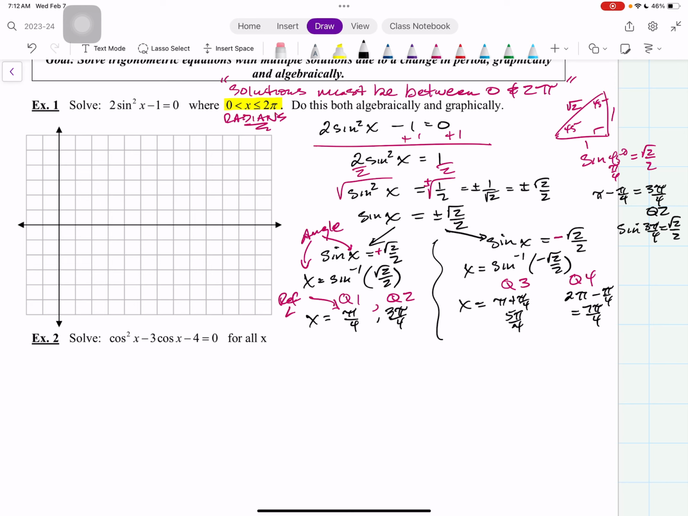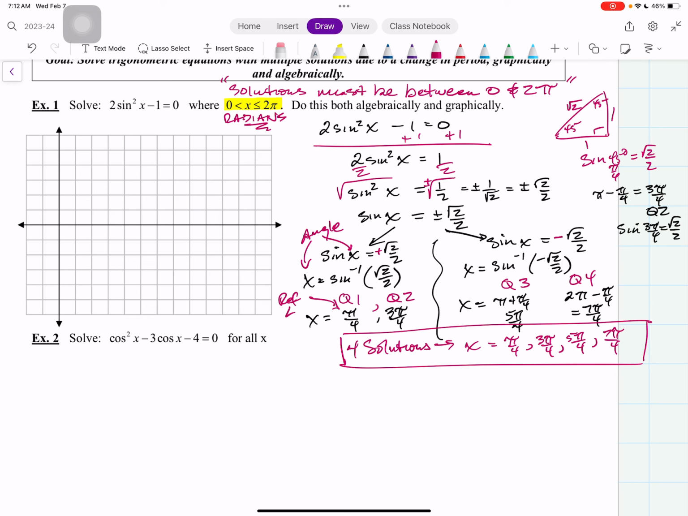So we actually have 4 solutions. All right, what are they? x could be equal to your quadrant 1 angle, pi fourths, your quadrant 2 angle, 3 pi fourths, your quadrant 3 angle, which is 5 pi fourths, and then your quadrant 4 angle, which is 7 pi fourths. 4 solutions.